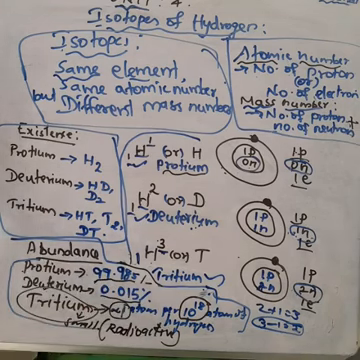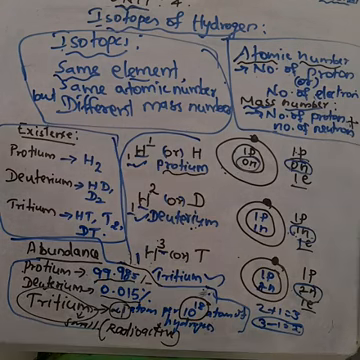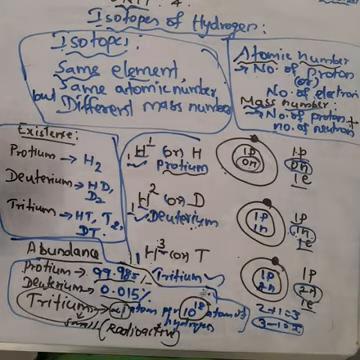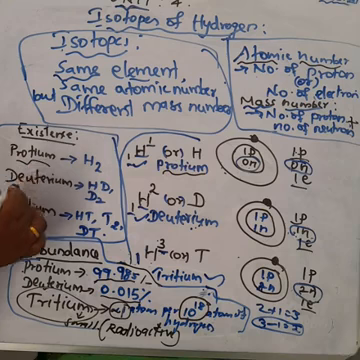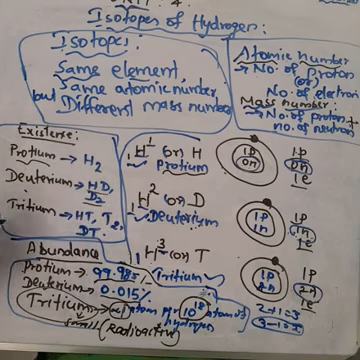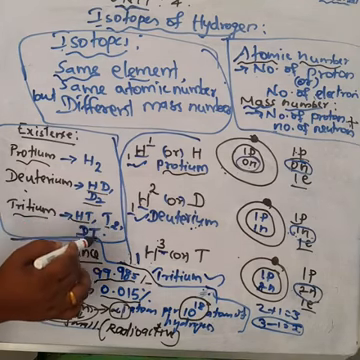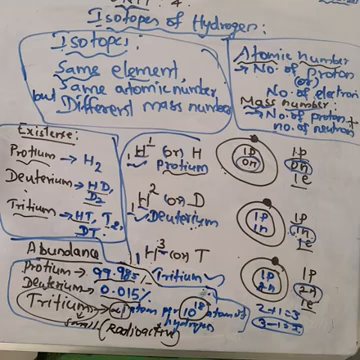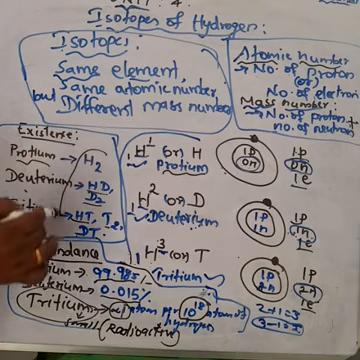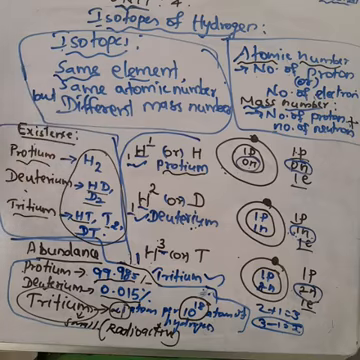Understood? So these isotopes exist naturally in the atmosphere as the hydrogen molecule H2, hydrogen deuteride, the deuterium molecule, hydrogen tritide, the tritium molecule, and deuterium tritide. Okay, understood?